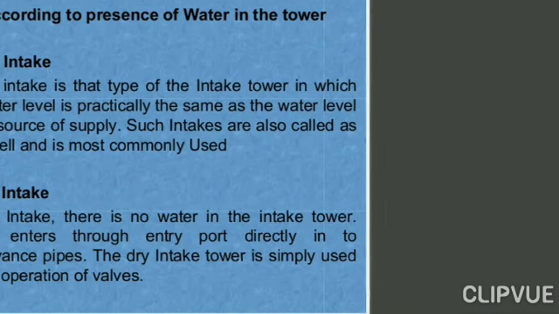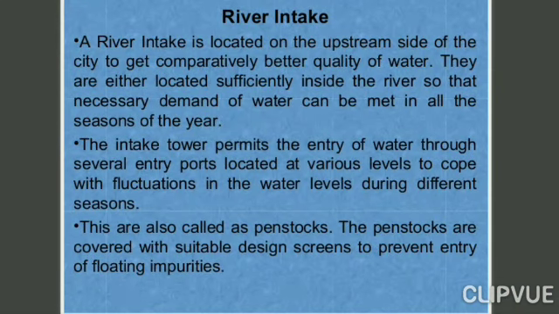And the next one is the river intake, the first type of the intake structure. A river intake is located on the upstream side of the city to get comparatively better quality of water. The intake structure when constructed on the bank of a river is termed a river intake.